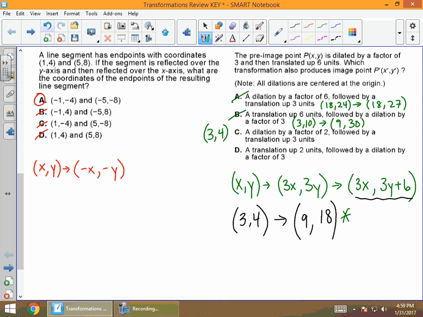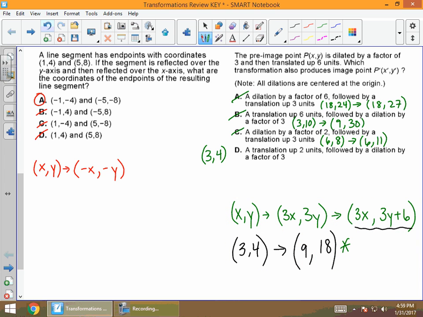Dilation by a factor of 2. Okay, so that's 3 times 2 is 6. 4 times 2 is 8. Followed by a translation up 3 units. So up is 8 plus 3 is 11. It is still not 9, 18, so that one's wrong. Let's try D.